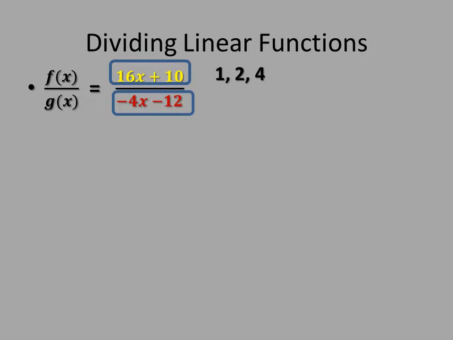I'm going to take the biggest number, which is 4. Well, let's start in the numerator. 4 does go into 16. Good. Does 4 go into 10 evenly? No, we're going to get a decimal. 4 won't work. Oh, darn. So let's move down to the next smallest number, 2.